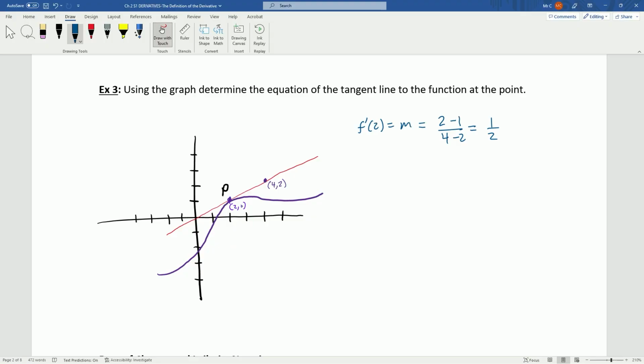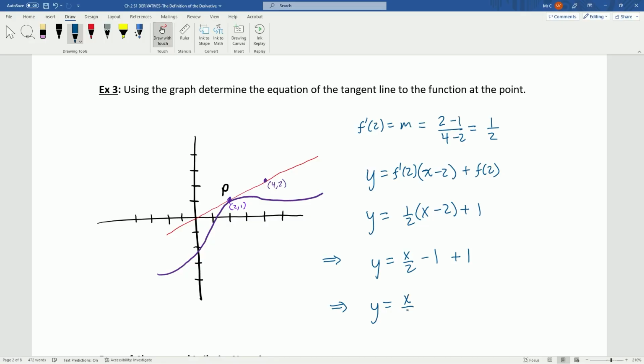And I've already got the point 2, 1 as the point where the tangent touches the curve. So we get y equals f prime of 2 times x minus 2 plus f of 2. So y equals 1/2 times x minus 2 plus 1, right? F of 2 is 1. And now we'll distribute a little bit. That gives us x over 2 minus 1 plus 1. So that gives us a really nice simple y equals x over 2.